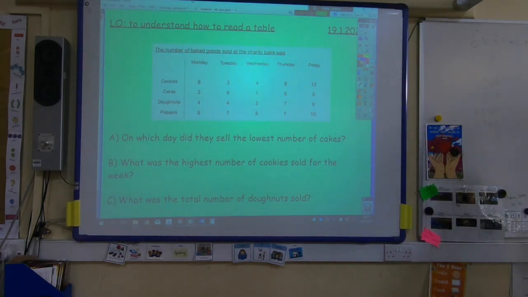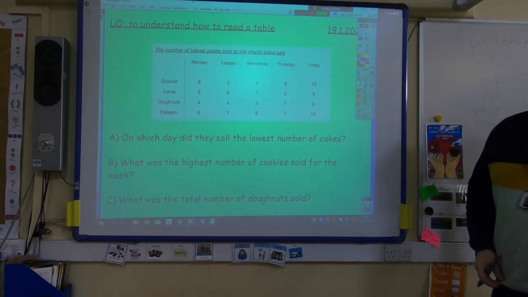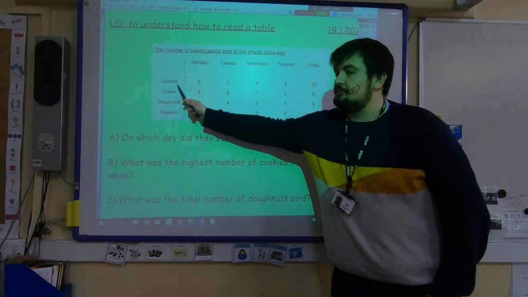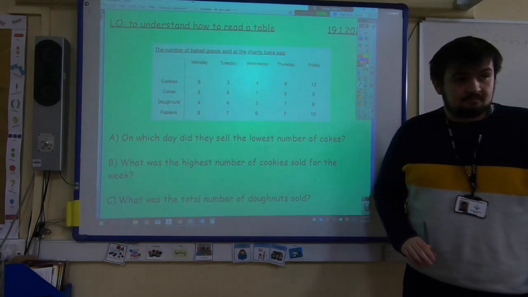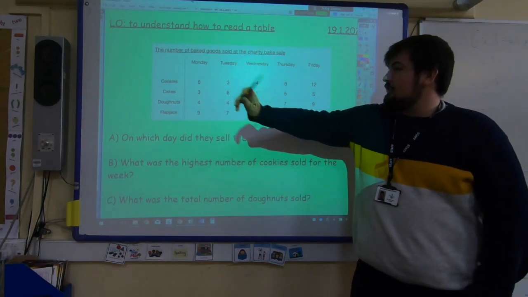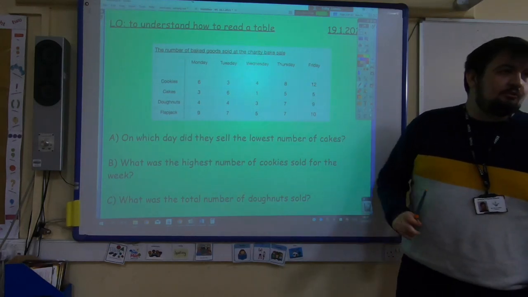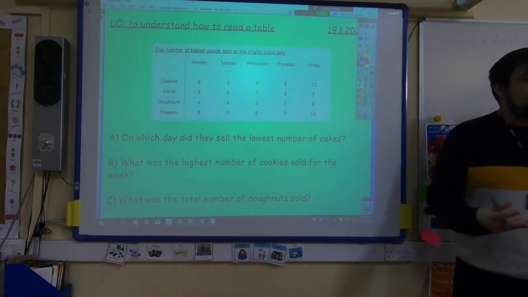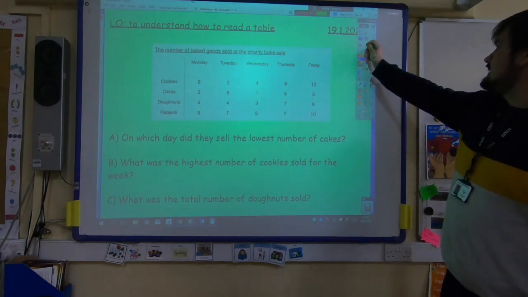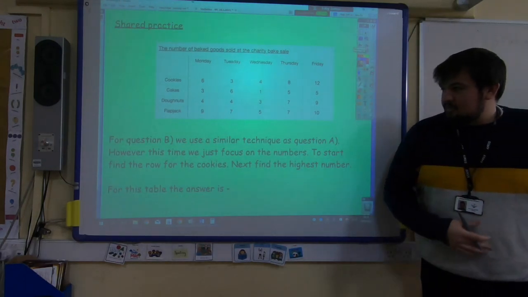How do you know that? What did you do to solve that? I looked at the cookie bit and I followed all the numbers and 12 was the highest. Wonderful, yes. So you found cookies first of all, you looked across the row, and you knew that 12 was the highest number, so that must have been the answer. Wonderful. I've said the exact same here.